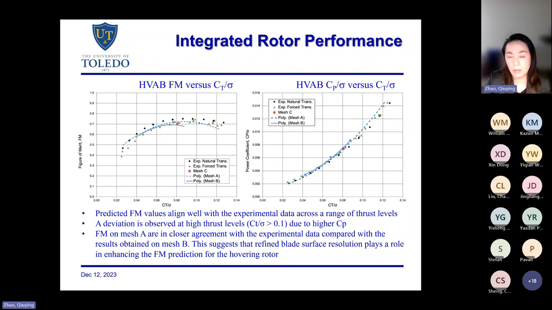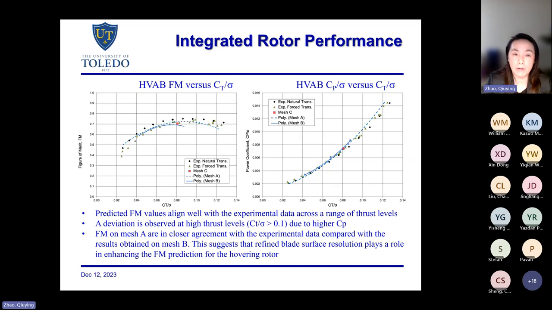Let's look at the first area of interest, that is the integrated rotor performance. In this slide, we see the figure of merit on the left-hand side and power coefficient versus thrust coefficient on the right-hand side. In both plots, the dots represent the experimental data. The dashed line is the simulation results using Mesh A, and the solid line is the predicted results using Mesh B. And we can see a single squared red dot. That is a single simulation result using Mesh C for the collective angle of 10 degrees.